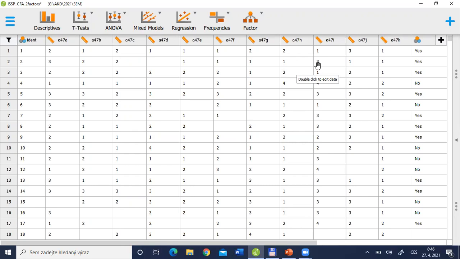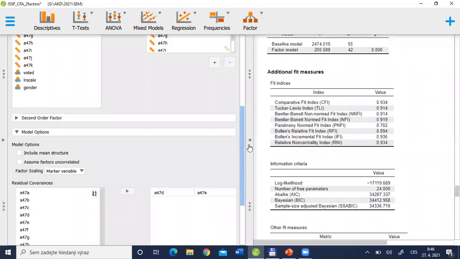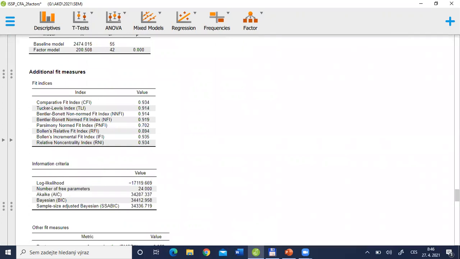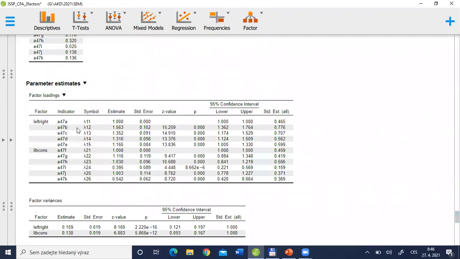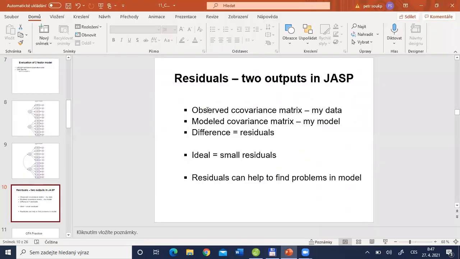That is what I would call the observed covariance matrix. And if I compute my results, such as these individual coefficients, so these factor loadings, according to these factor loadings, I can recompute this covariance or correlation matrix for individual variables, and this would be the computed or modeled covariance matrix. And a residual is only the difference between the observed and modeled covariance matrix.